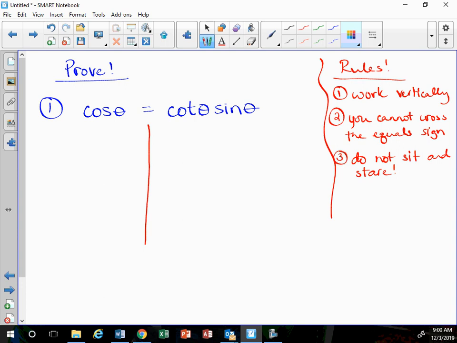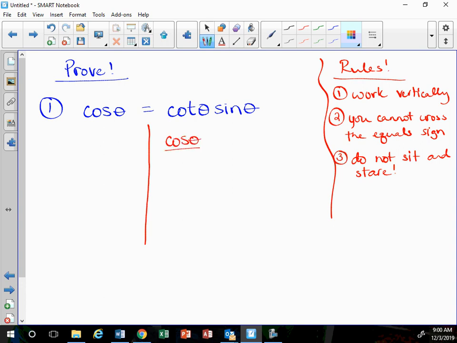All right, so this first one, I've got cosine theta, and I'm trying to turn cotangent of theta times sine of theta into that. So let's think about something we have a substitution for. Could I rewrite cotangent as something else? Yeah, what do you think? Cosine of theta over sine of theta, good.